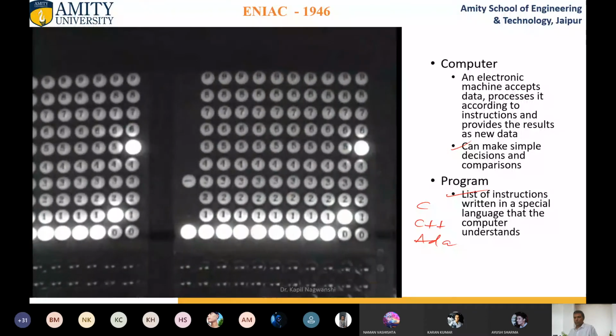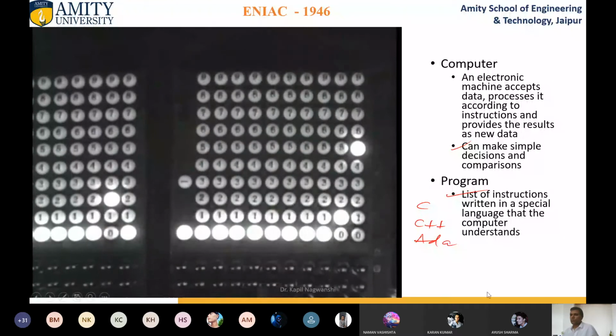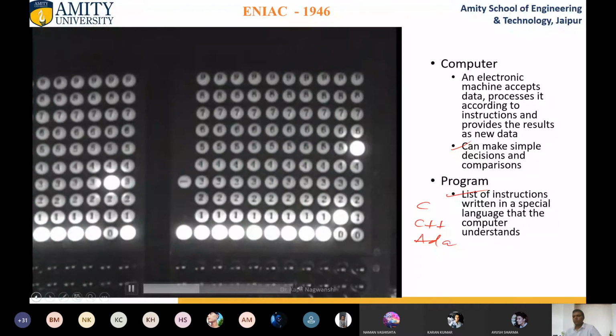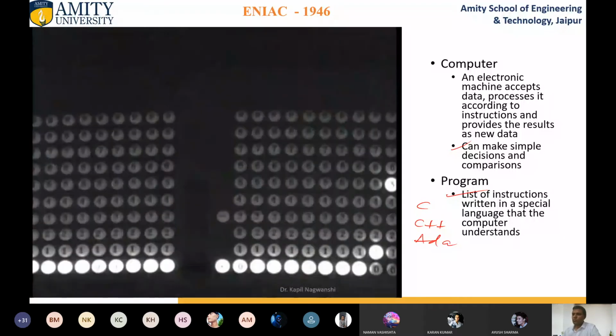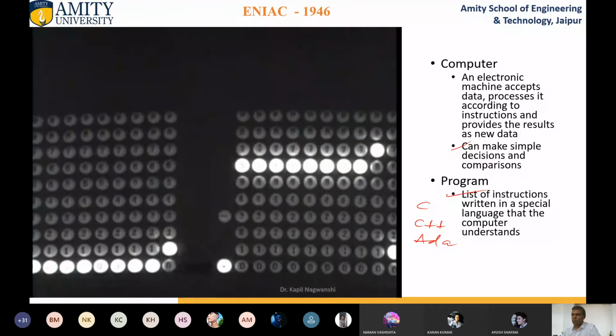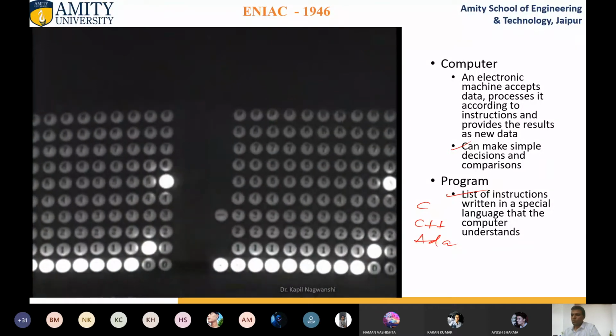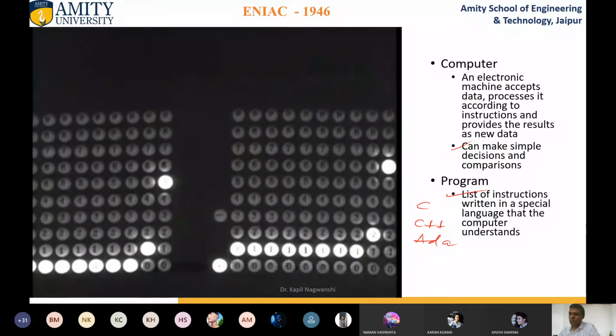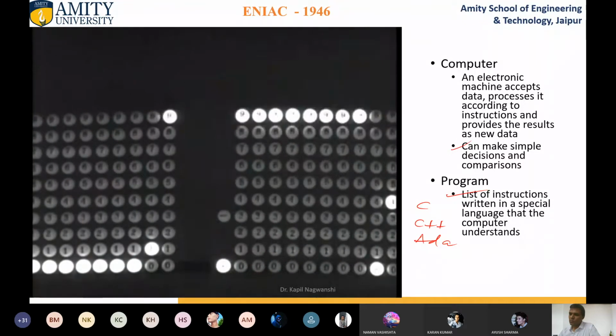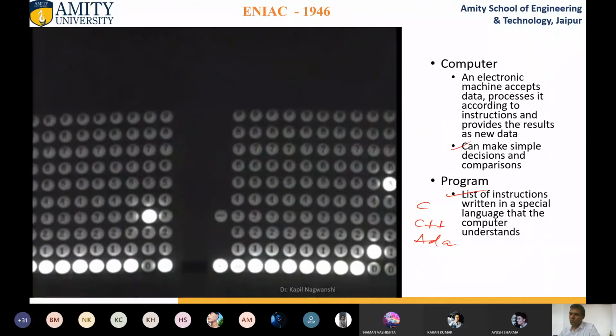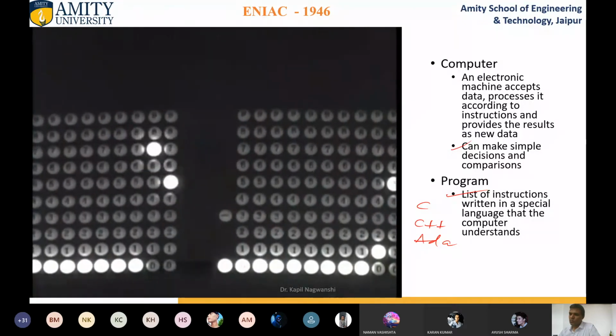When ENIAC was announced in 1946, the news media called it a giant brain. Its computing speed was 1,000 times greater than that of electromechanical machines. This computational power, along with its general-purpose programmability, made it a technical marvel of its time.